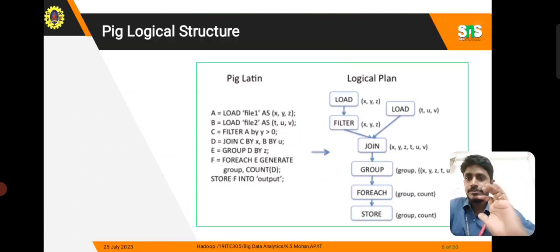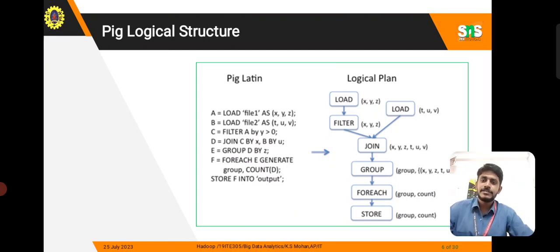Here is the Pig logical structure. We have Pig Latin and the logical plan. A is a load, as we can see in this PPT. We have A, B, C, D, F, up to load, with file 1 and file 2 as XYZ and TUV. They are filtered, then joined, then grouped, then F is a foreach generate. This is the sample Pig Latin code given. The logical plan in the right-side column is given as load, filter, load, join, group, and other steps.